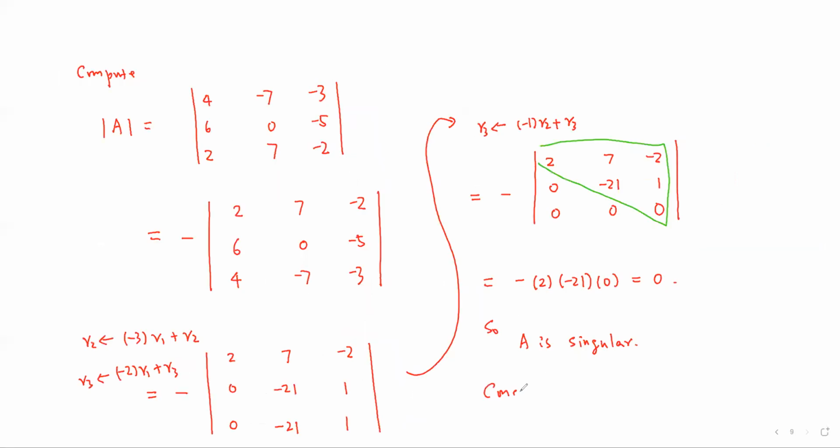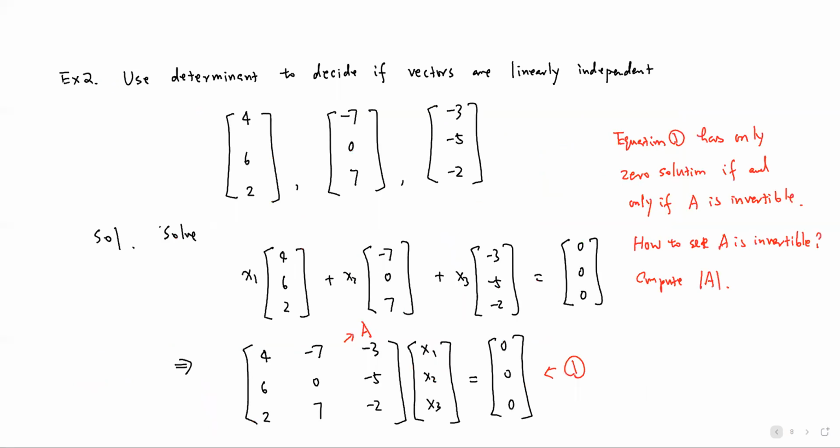Conclusion. The three vectors are linearly dependent, not independent. Done. So in this example, we see that we can use determinant to determine whether some given vectors are linearly dependent or independent. Yeah. Okay, this is topic 2.